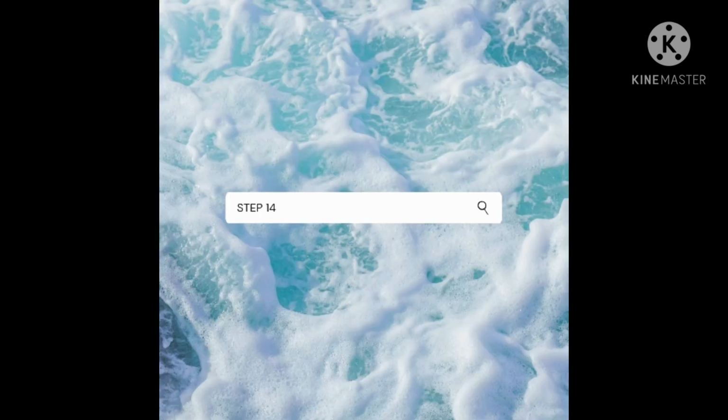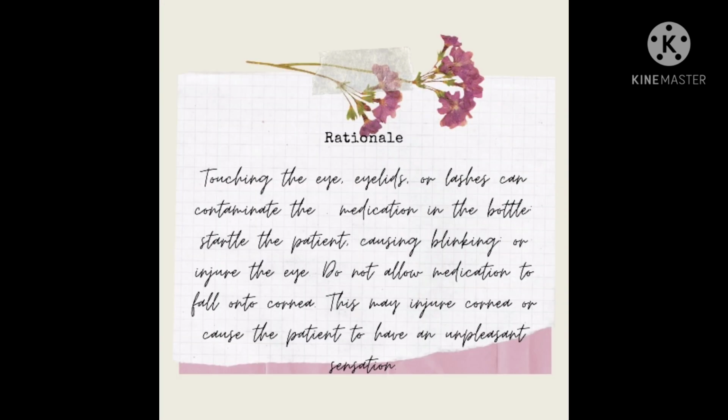Step 14. Hold dropper close to eye but avoid touching eyelids or lashes. Squeeze container and allow prescribed number of drops to fall in lower conjunctival sac. Touching the eye, eyelids, or lashes can contaminate the medication in the bottle, startle the patient, causing blinking or injure the eye. Do not allow medication to fall onto cornea. This may injure cornea or cause the patient to have an unpleasant sensation.